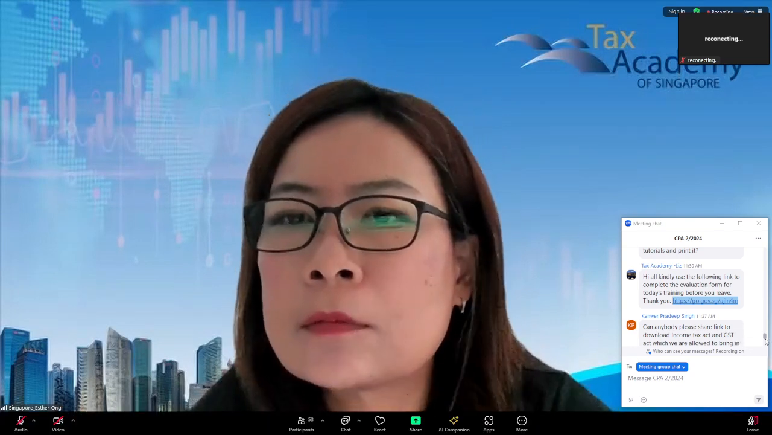There's a question from Nadira. For case study question 2, do we assume that the loan went directly to the Malaysia branch and was not received by the Singapore branch first? Yes, in this case we assume that the fund was not received by the Singapore company.